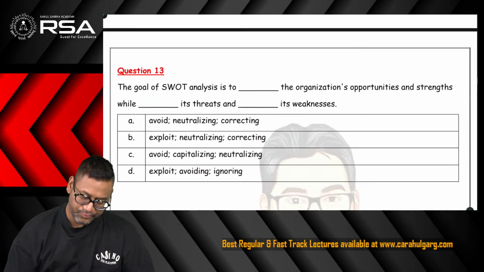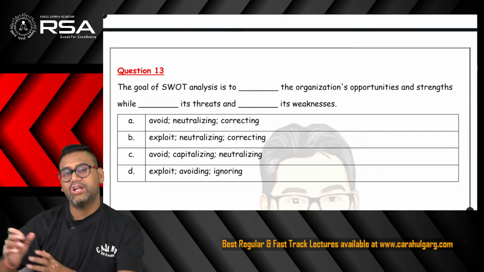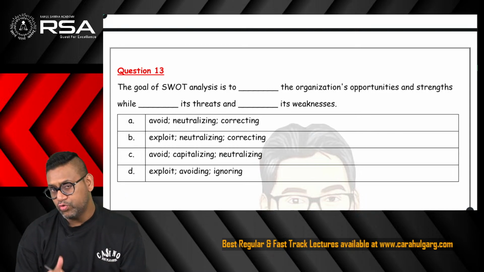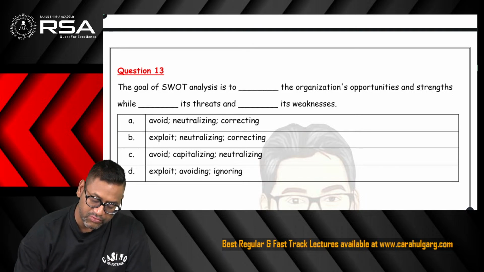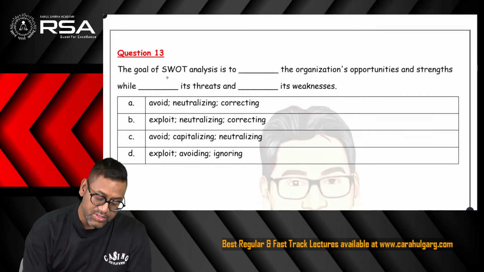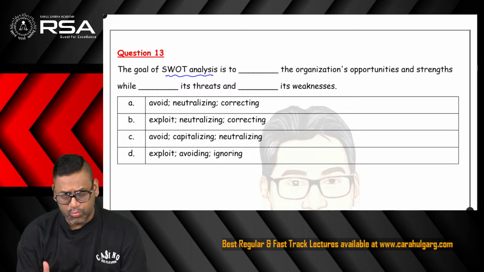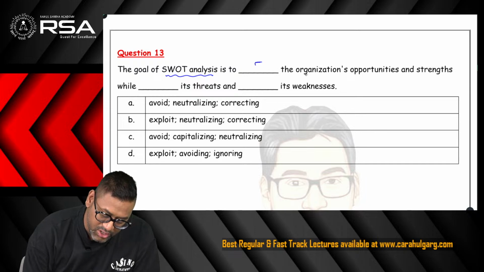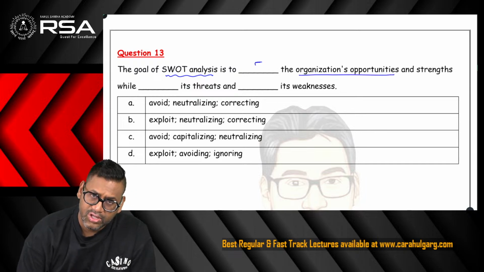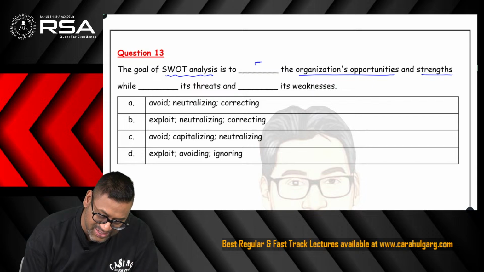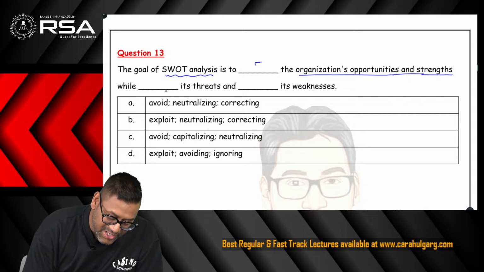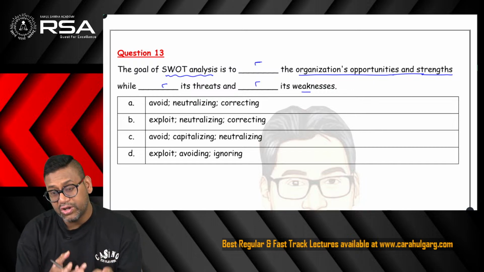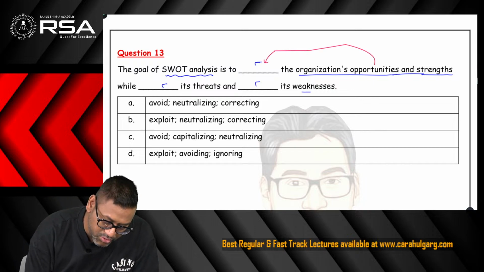Okay, next question from the internal environment analysis. Now, the remaining questions 13 to 20 shall belong to this particular internal environment analysis chapter. So there is something called SWOT analysis: strength, weakness, opportunity, and threat. The goal of SWOT analysis is to dash the organization's opportunities and strengths, while dash its threats and dash its weaknesses. So basically we have to find out what action the organization should take for the opportunity and strength, for threats and for weakness.